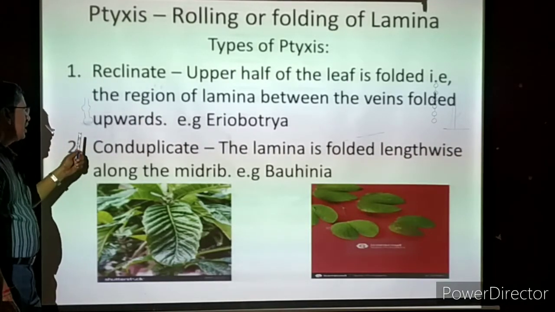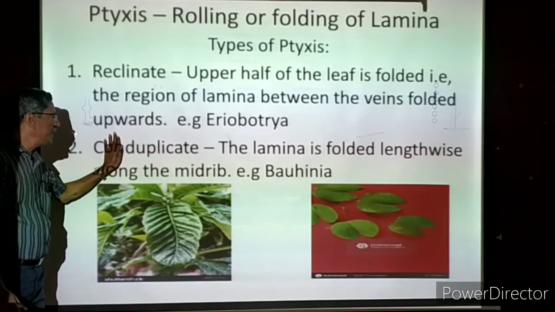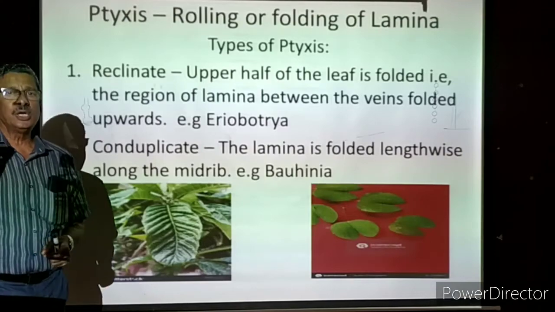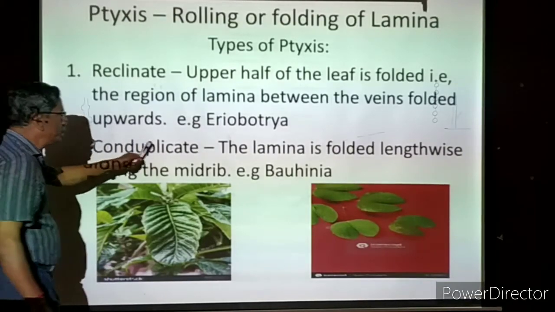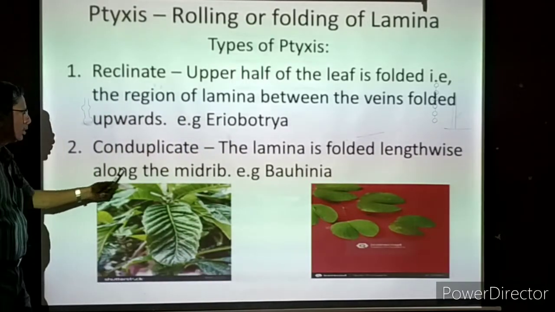The second one is conduplicate. See that? C-O-N, conduplicate. But we have to pronounce it as conduplicate. Now in conduplicate, the lamina is folded lengthwise along the midrib.